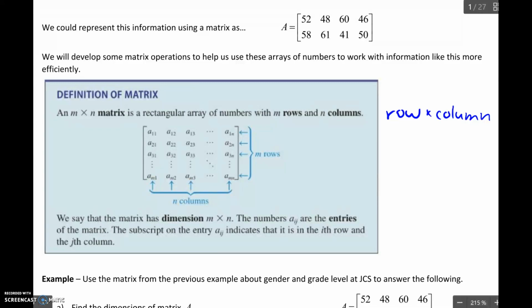All the entries have little subscripts, ij, like 1,1 or 1,2. So like this is A1,1. This is A1,2, so first row, second column. First row, third column. Third row, second column. So the first number is the row, the second number is the column.